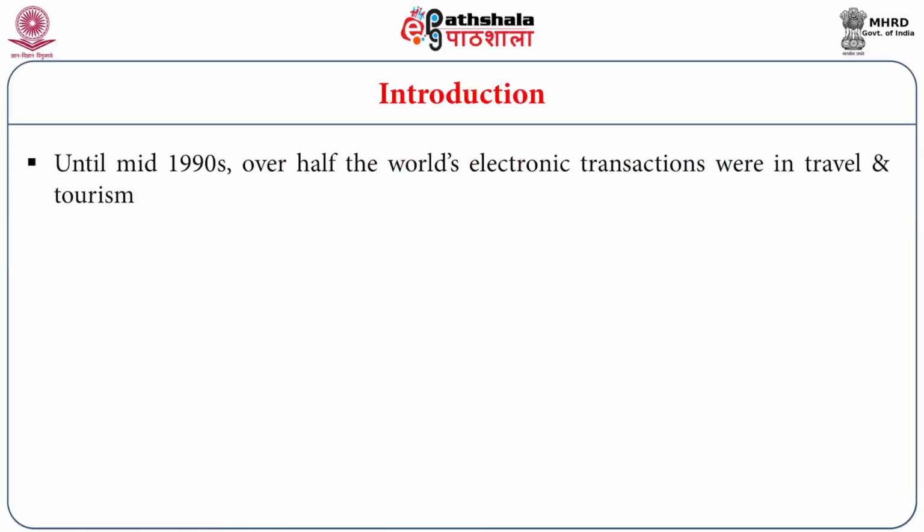Until the mid-1990s, over half of the world's electronic transactions were in travel and tourism, which means out of every 100, at least 50 were related to booking travel and tour related tickets. That was the case till 1990. As I said, tourism has adopted ICT well in advance, and many other sectors came later. That's why tourism had over 50% of the transactions till the 1990s.